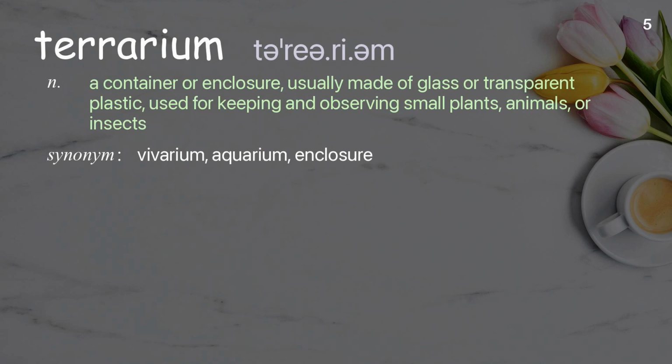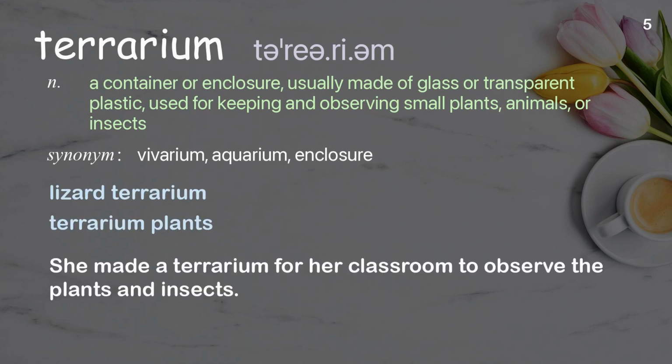Terrarium. A container or enclosure, usually made of glass or transparent plastic, used for keeping and observing small plants, animals, or insects. Examples: Lizard terrarium. Terrarium plants. She made a terrarium for her classroom to observe the plants and insects.